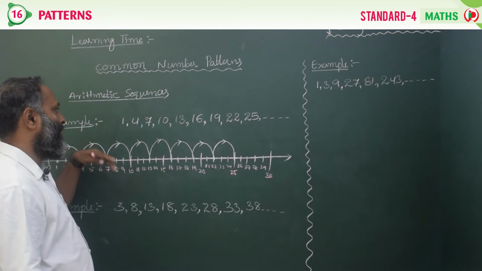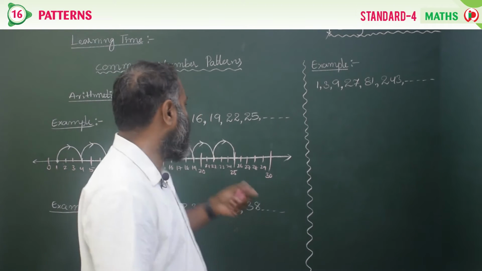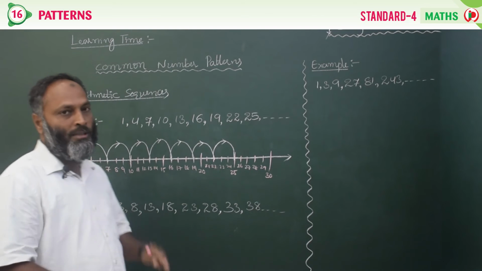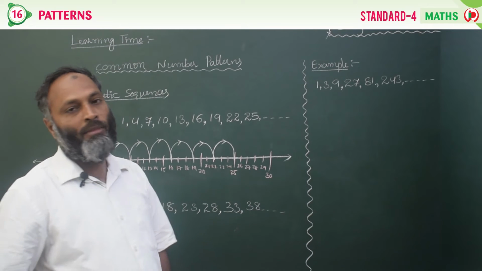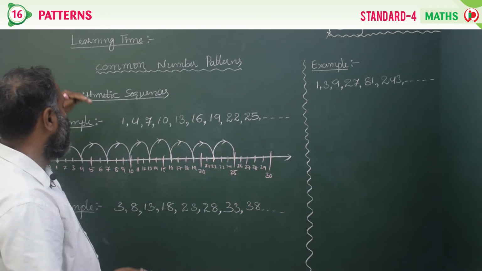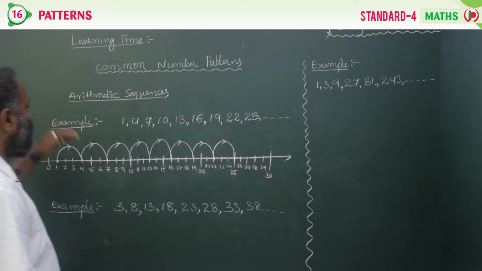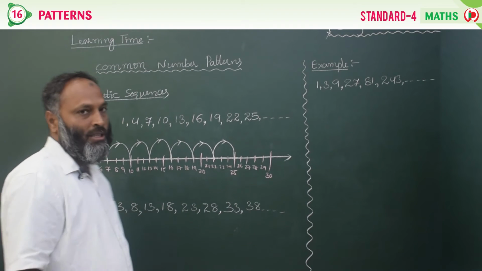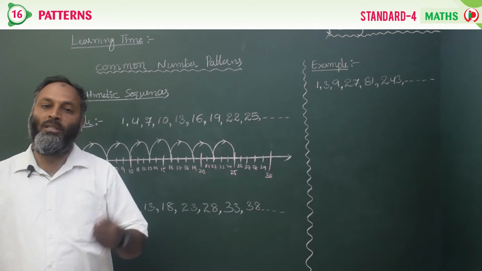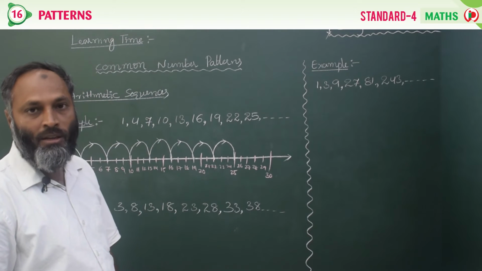So what is the sequence here? Here the sequence is plus 3. If we add 3 to a term, then you'll get the next consecutive term. It means the difference between two consecutive terms is the same, that is 3. This type of series is called an arithmetic sequence. Whatever the difference between two consecutive terms is, that is called the common difference.